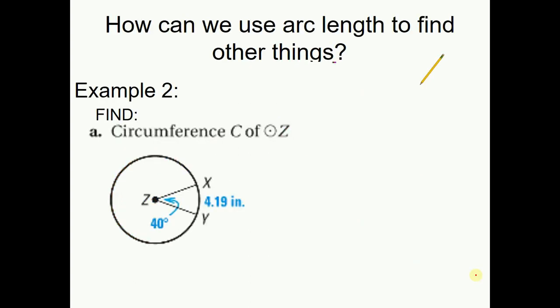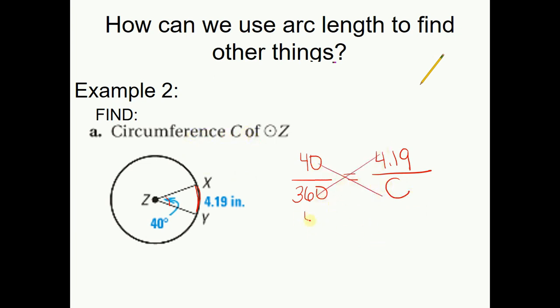What if I want to know the circumference of a circle, and I already know my arc length, so how far this is, and I know my angle. So basically still the same formula. I know the angle's measure, 40, over 360 total, equals my arc length, which in this case is 4.19, over my circumference. We don't know that. That's what we want to try to find.